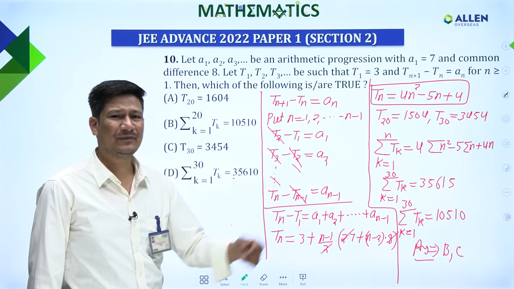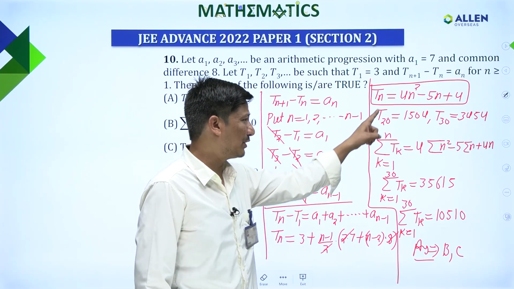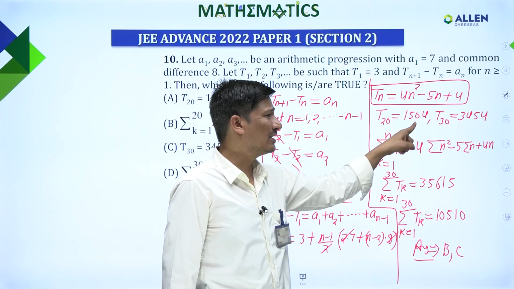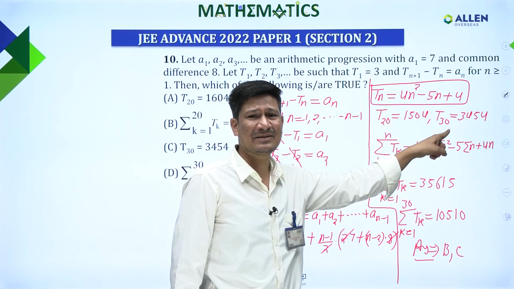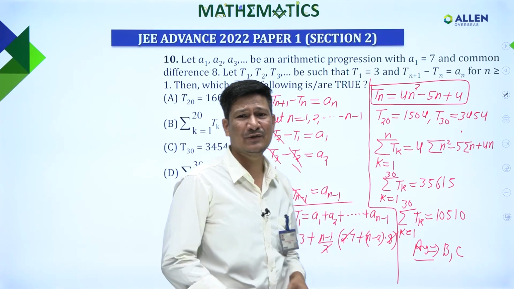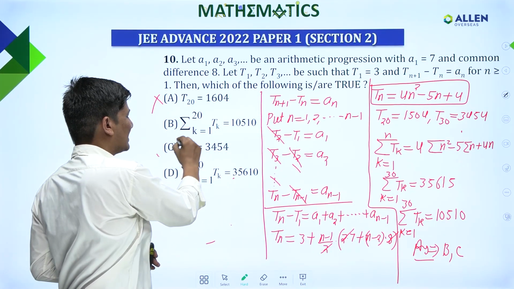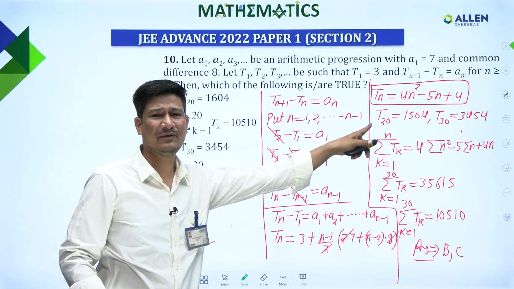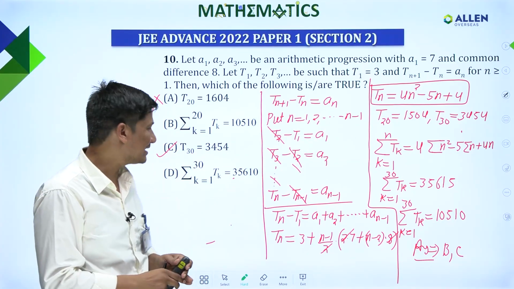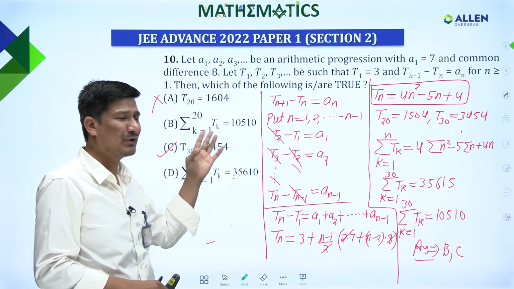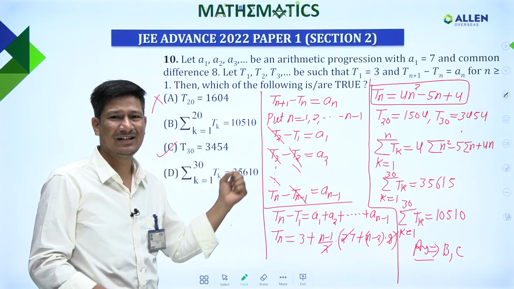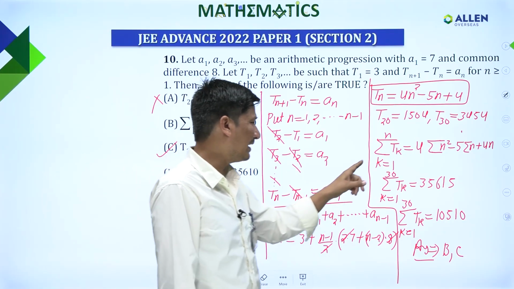So depending upon when you substitute the value of n as 20, T20 comes out to be 1504 and T30 comes out to be 3454. So guys, you will see accordingly, T20 is wrong, and T30 is equal to 3454. We got one option from here. Similarly, in other options, they are asking the sum of the 20 terms or the 30 terms of the series. So let's calculate the sum of n terms of the series.